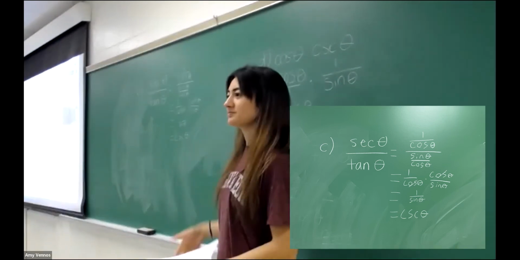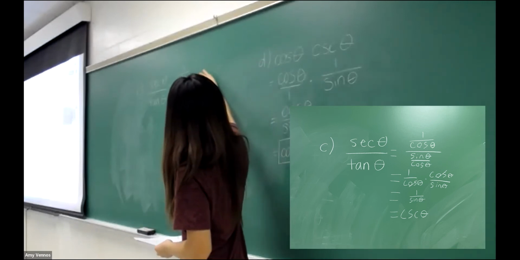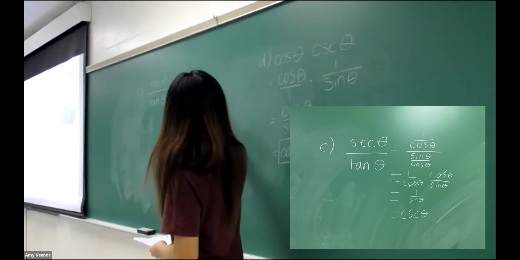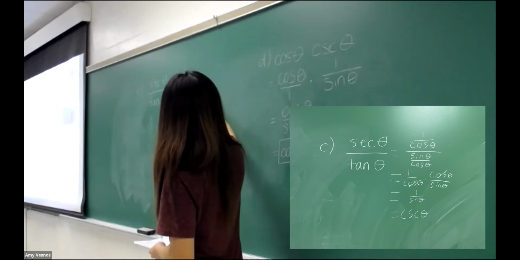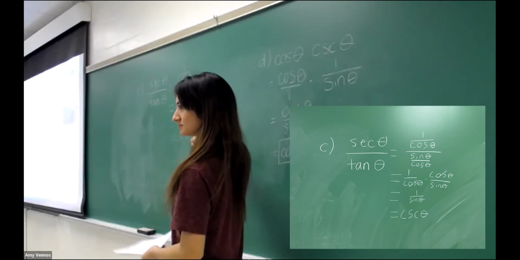Yeah, so secant over tangent is just 1 over cosine and then sine over cosine. And then that I just keep change flip, which is 1 over cosine times cosine over sine, which is just 1 over sine. And then that's just cosine.